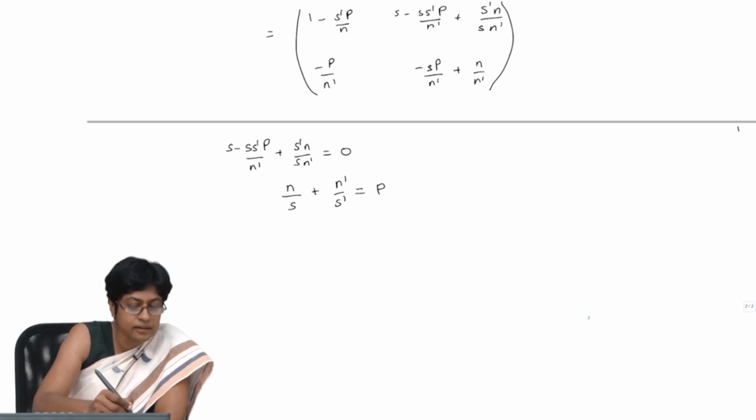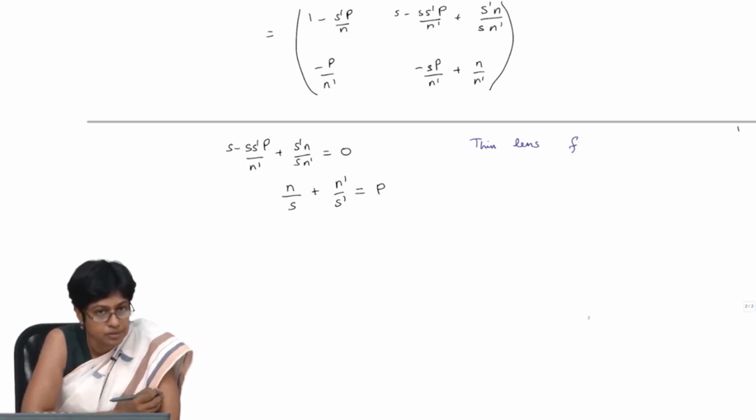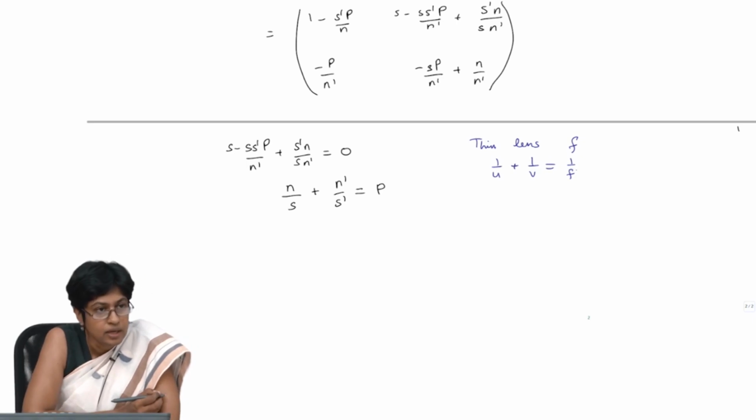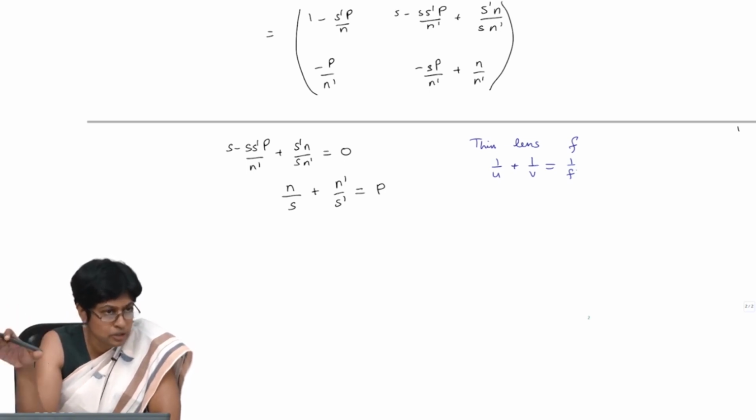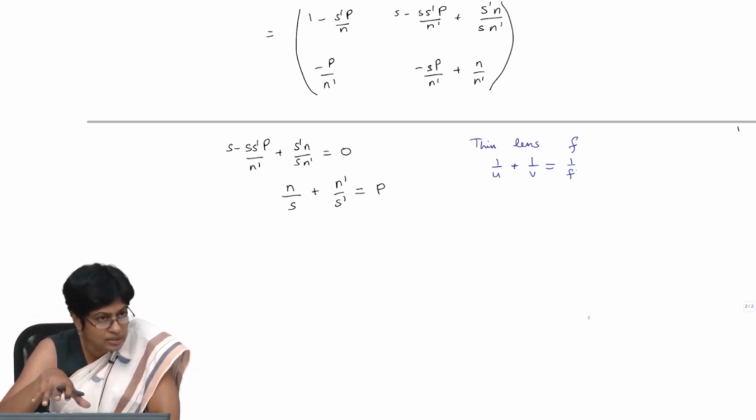When we had a genuine thin lens with focal length f, we arrived at an imaging equation which was 1 by u plus 1 by v is equal to 1 by f. In this case, we had assumed that the refractive index of the object space and the refractive index of the image space were equal, and we arrived at this equation. And you can now see that the equation we have here is very similar.